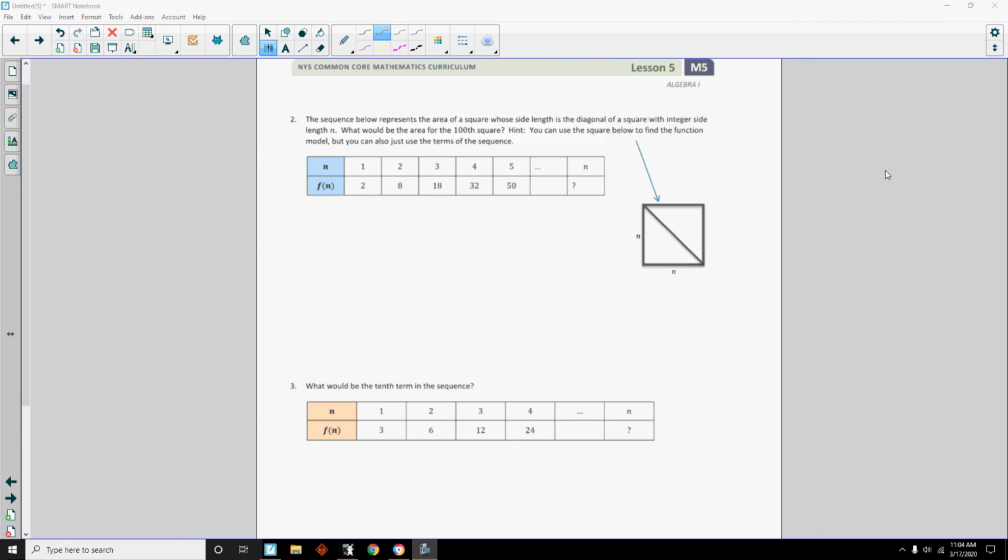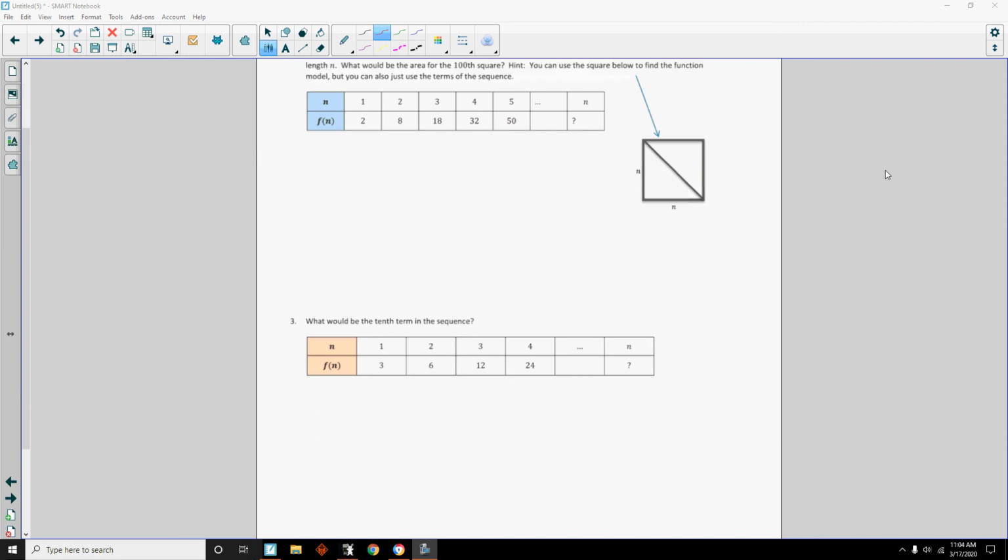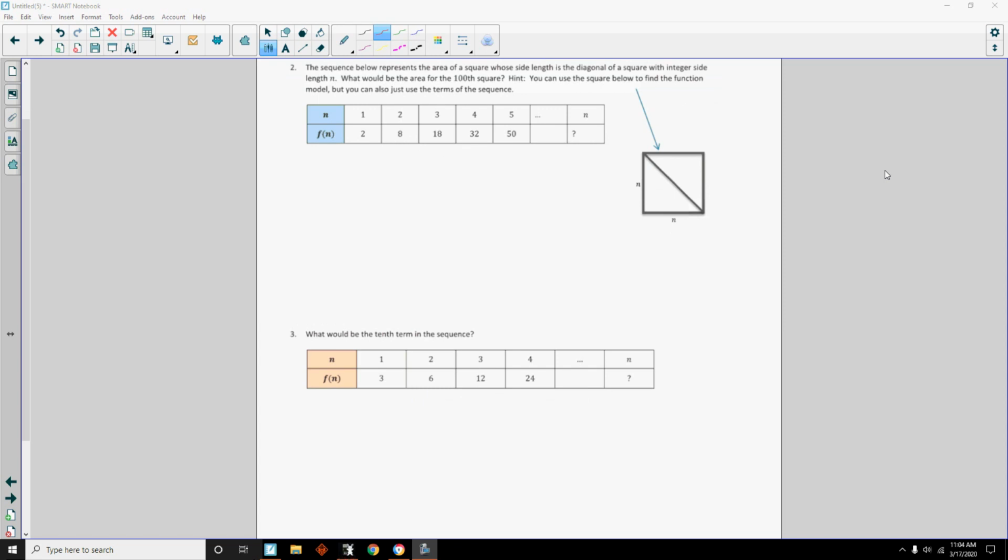Okay, on to page 3. Question number 2. The sequence below represents the area of a square whose side length is the diagonal of a square with integer side length n. What would be the area for the 100th square? Hint, you can use the square below to find the function model, but you can also just use the terms of the sequence. So first we want to look to see if there's a common difference.